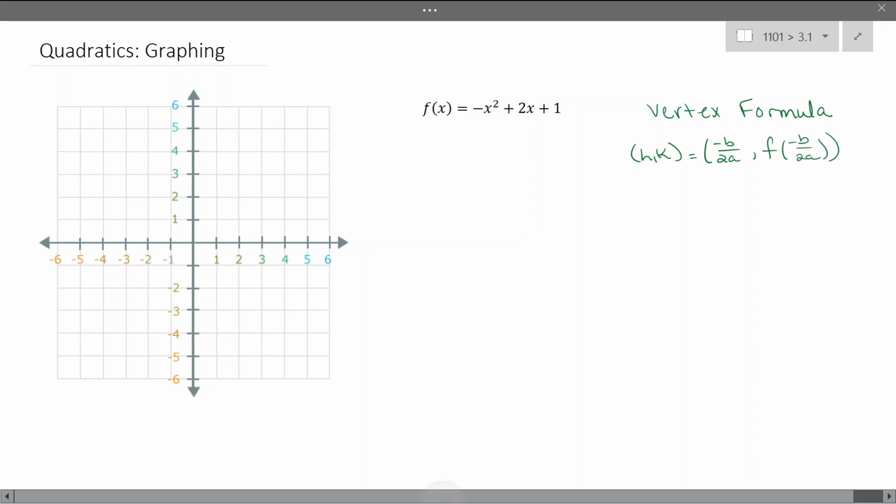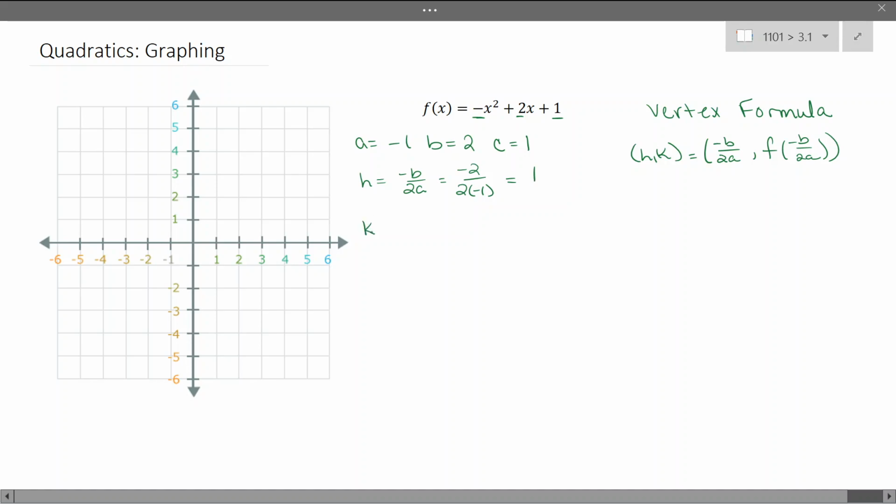So let's identify our a, b, and c for our example. So a is always our number in front of our x squared, which is negative 1. B is our number in front of our x, which is 2. And c is always our number by itself, which is 1. So to find h, we're going to do negative b over 2a, which is equal to negative 2 over 2 times negative 1, which gives us 1.